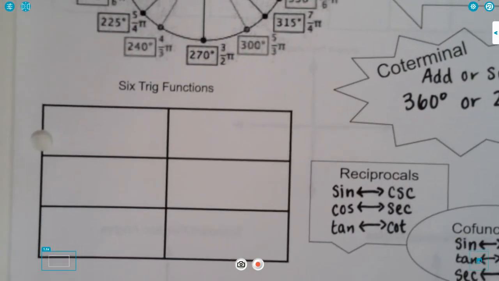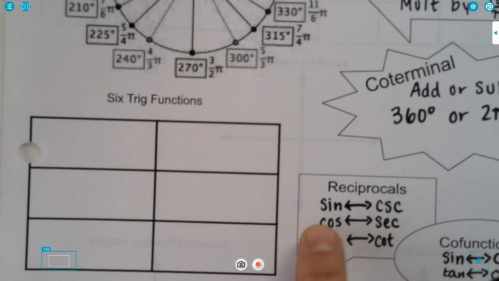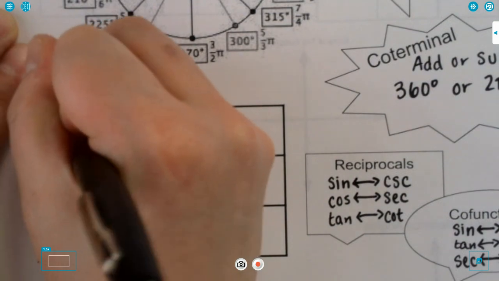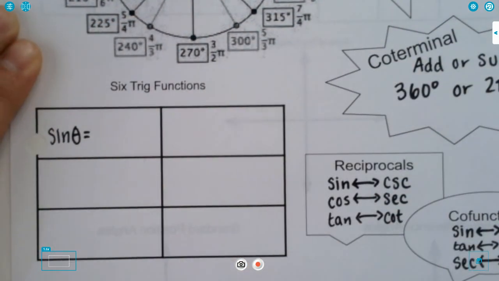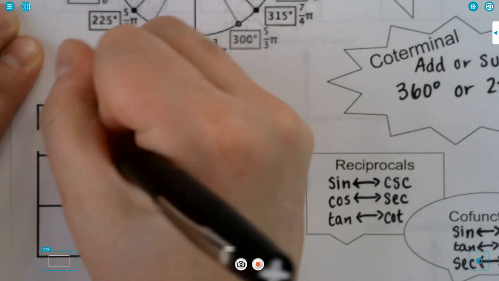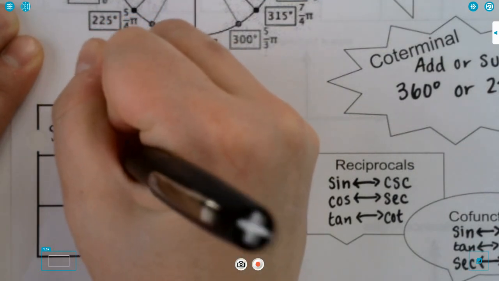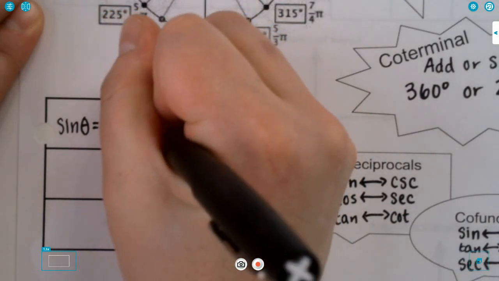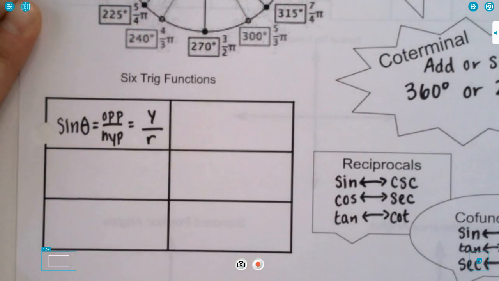Okay, our 6 trig functions. I put them in this order: sine, cosine, tangent, cotangent, secant, cosecant, because that's the order I like them in. So sine of theta is opposite over hypotenuse. We are also going to write it in terms of y and r and x, because you're going to want those for your quiz. So opposite is y, hypotenuse is always r.